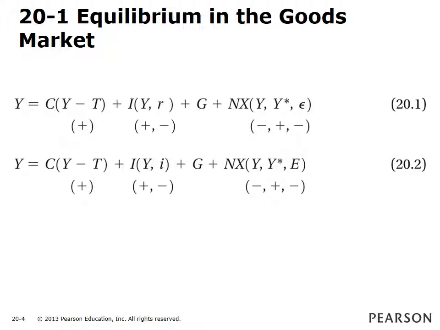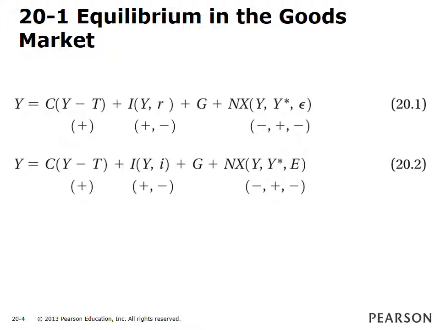Equation 20.1 gives us the IS relation in the open economy, or the equilibrium condition in the goods market in an open economy. It says output Y, left side of the equation, is equal to the demand for domestic goods given by the right side of the equation. The implication of equation 20.1 is that both the real interest rate R and the real exchange rate epsilon affect demand and in turn equilibrium output.